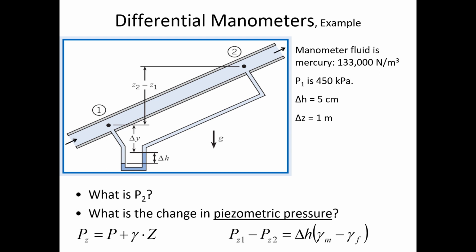We have a known pressure at 1. The pressure at 1 is 450 kilopascals. And we want to know what's the pressure at 2, and then also what's the change in piezometric pressure. So I'm going to go through these calculations, write them on the board, and we'll discuss it as I do that.